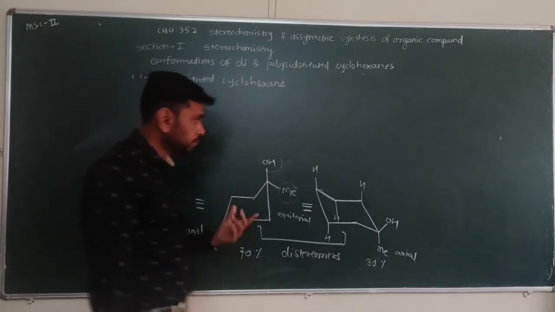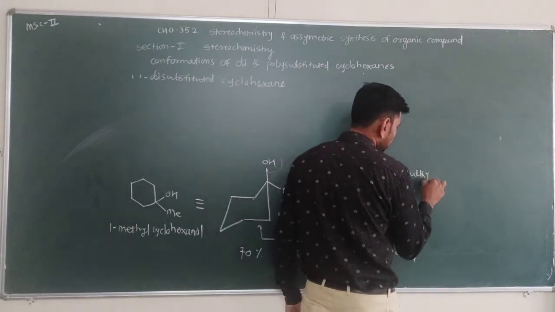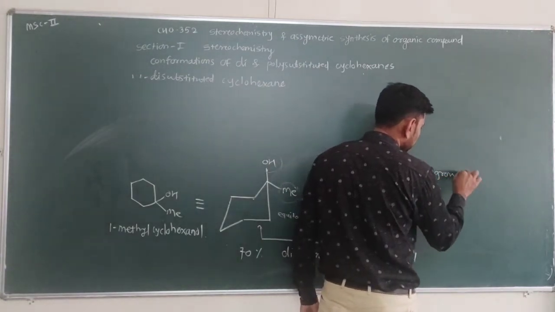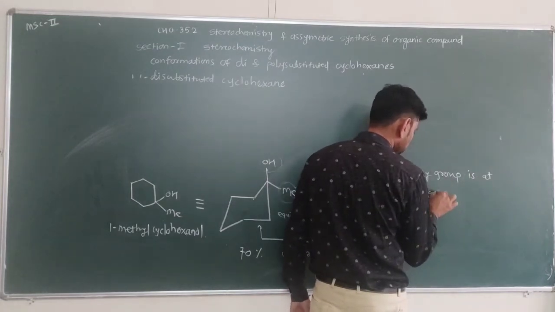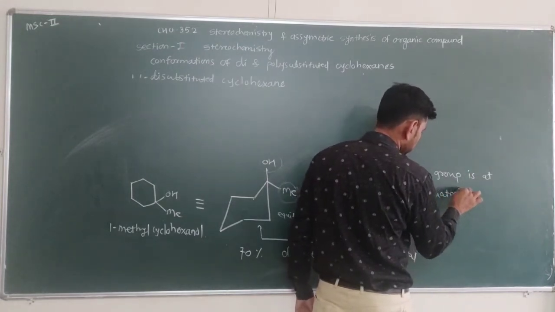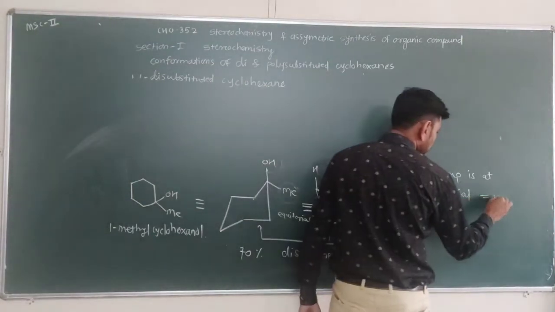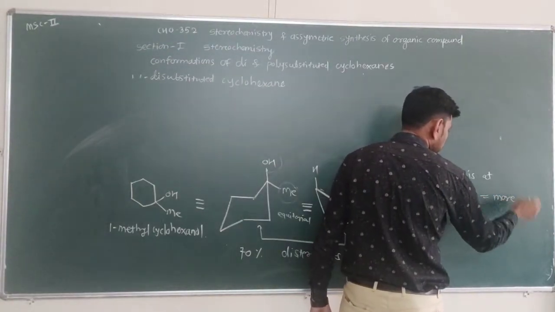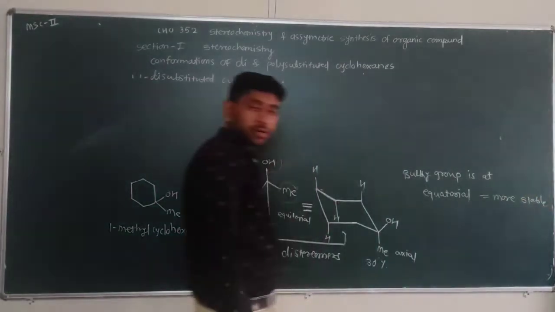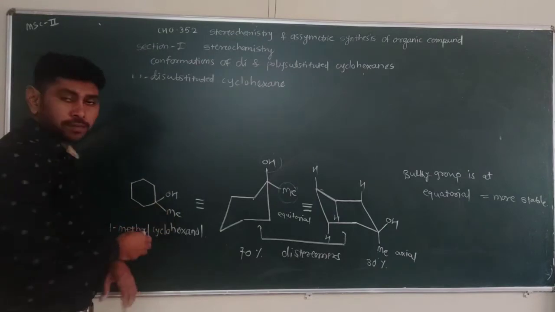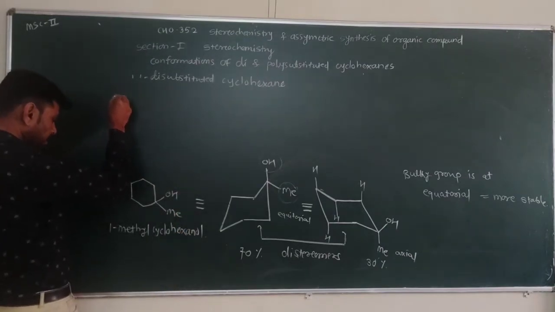What is our rule here? When the bulky group is at equatorial position, the structure is more stable. That conformation is more stable.